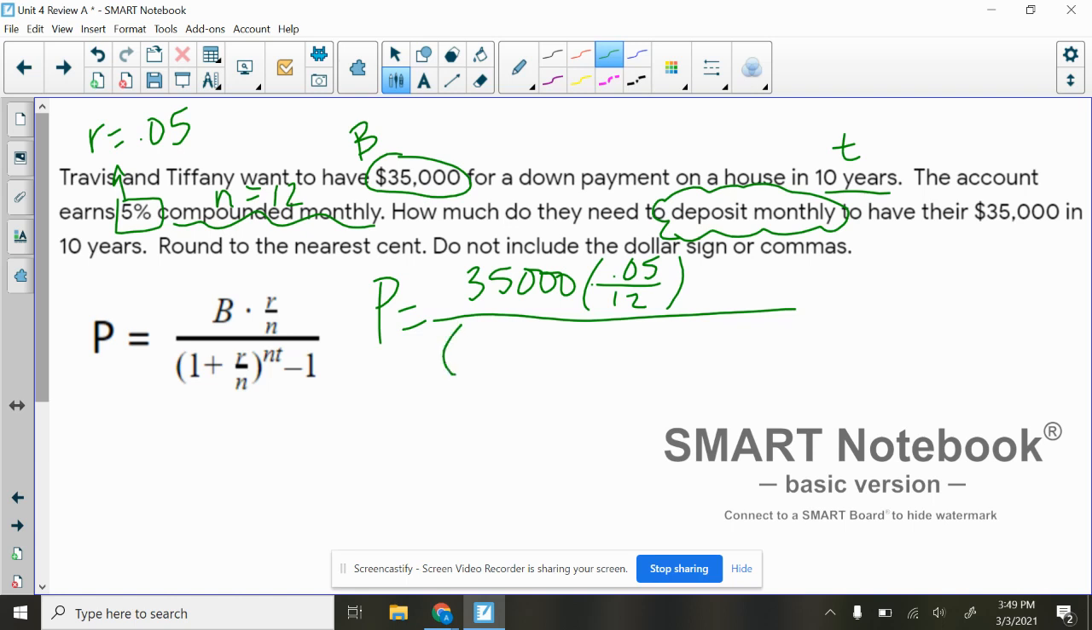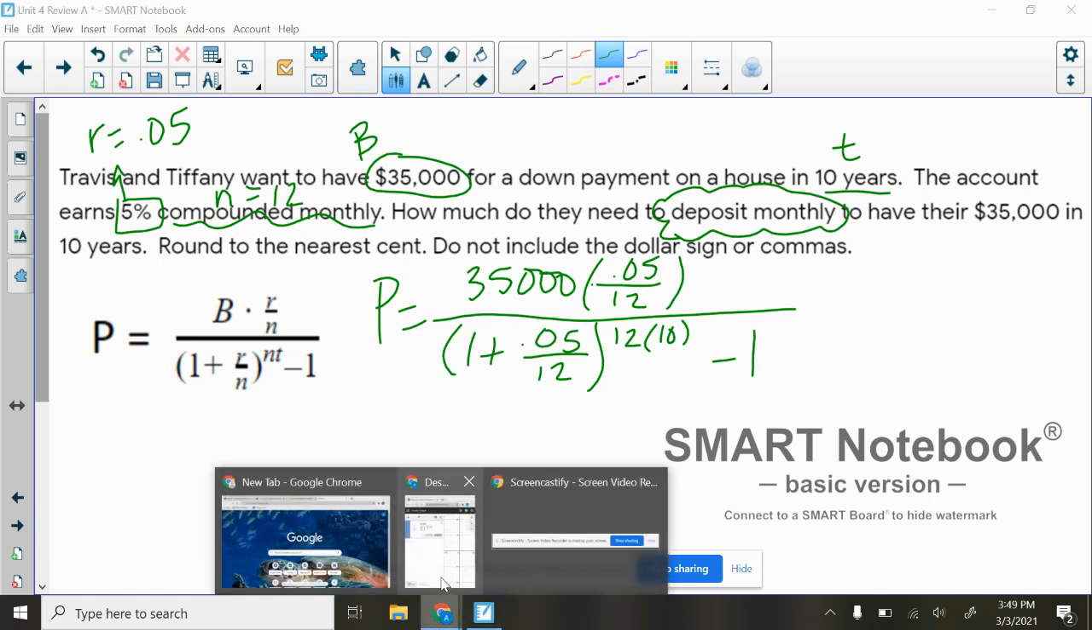And then in the denominator, we want our parenthesis, 1 plus our rate divided by N. That parenthesis is raised to the NT power, so that's going to be 12 times 10. Minus 1. We don't need any extra parentheses on that. It's okay. Just like it looks.